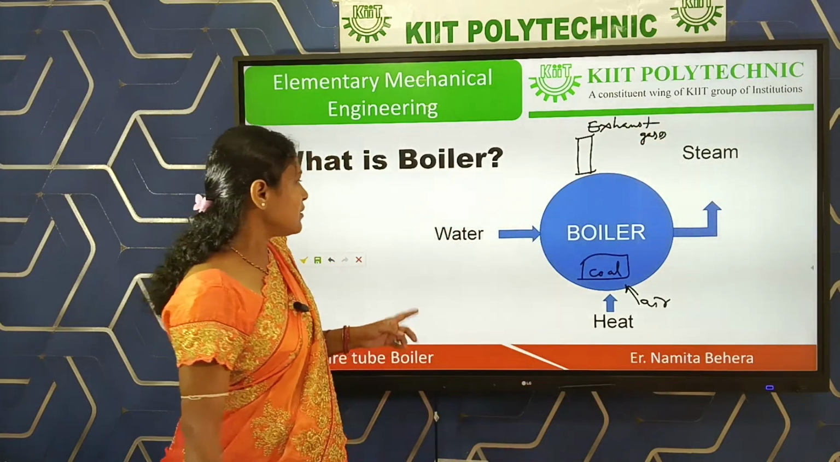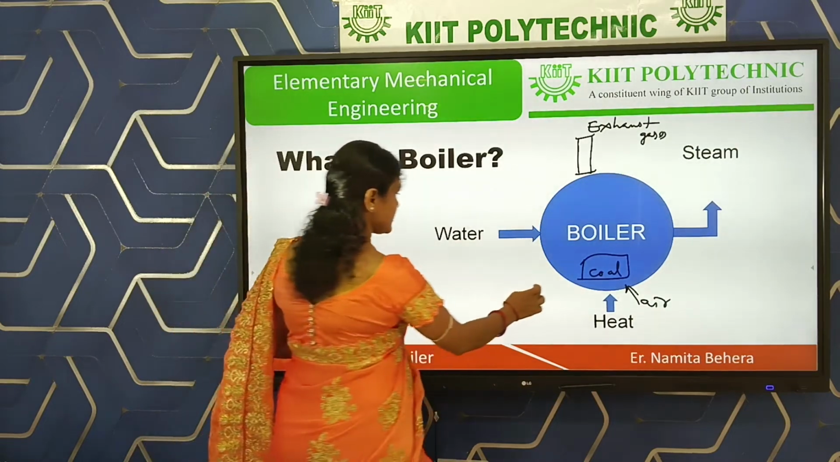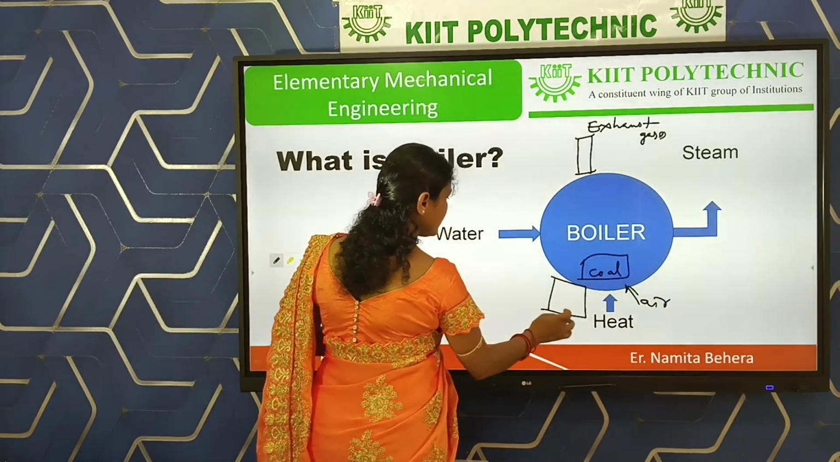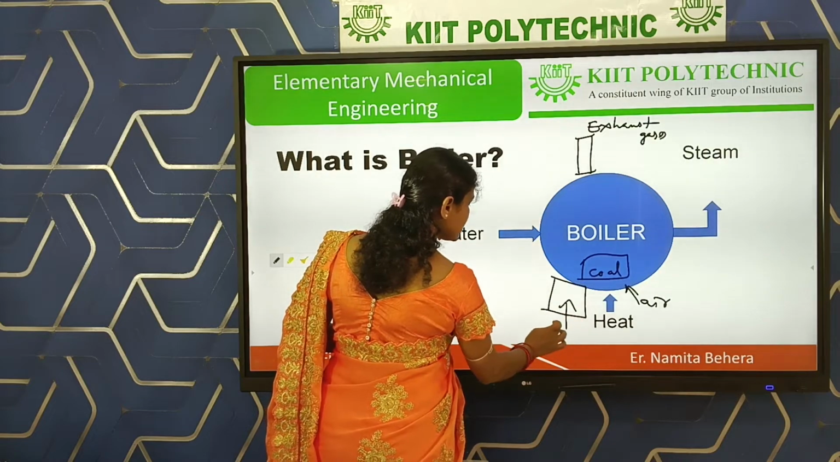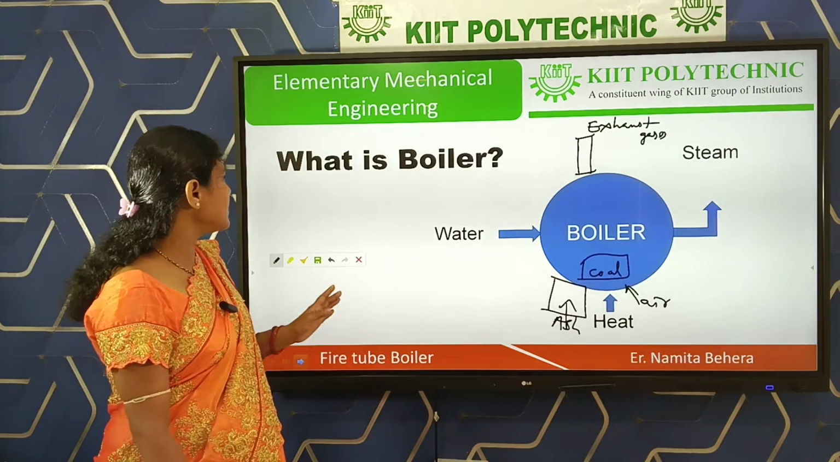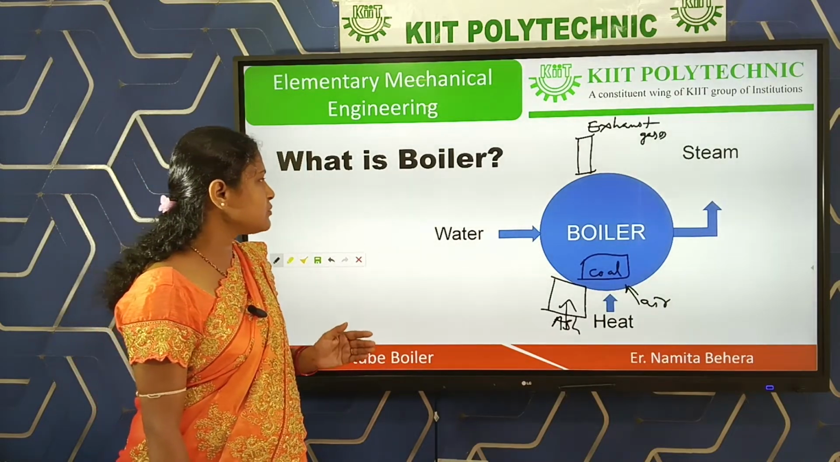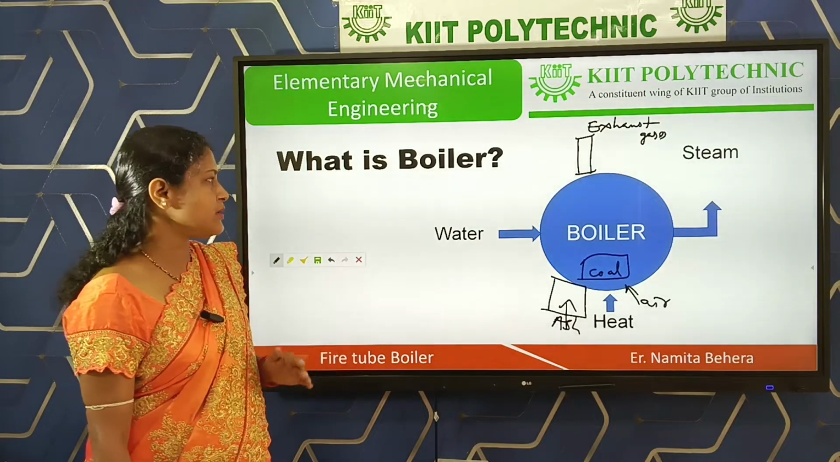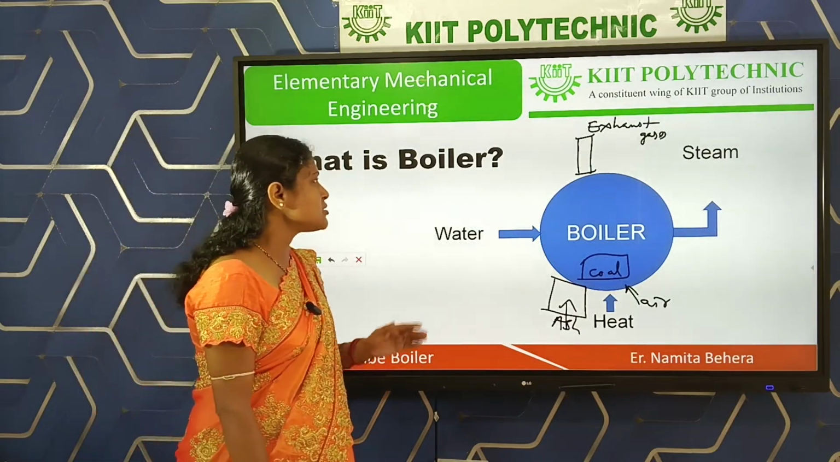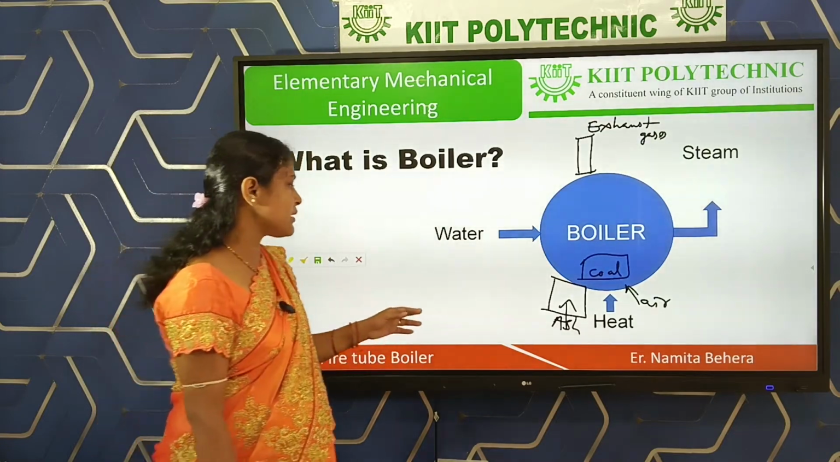Then some materials come out, which are called ash. After the combustion of fuel, some residue comes out, called ash. So this is the boiler, a closed vessel. When water is converted into steam with the help of combustion of fuel, it creates some exhaust gases and some residue comes out, which is called ash.